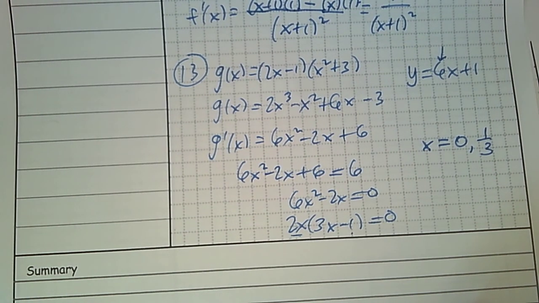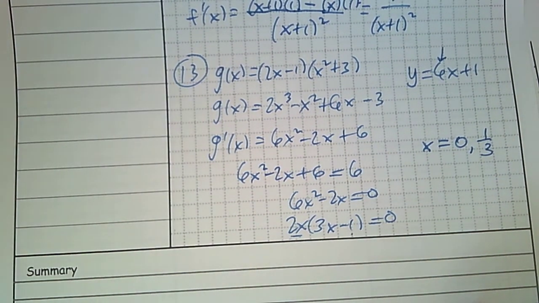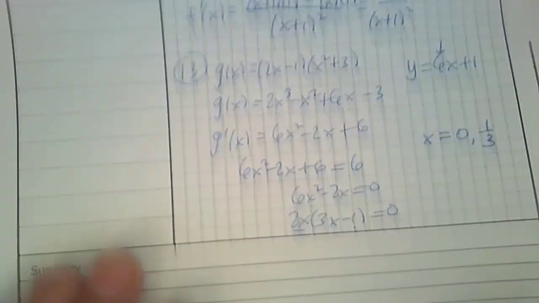Find the x-coordinates. So again, the word tangent means derivative. Parallel means the same slope. Make them equal to each other, solve it, and you're done.